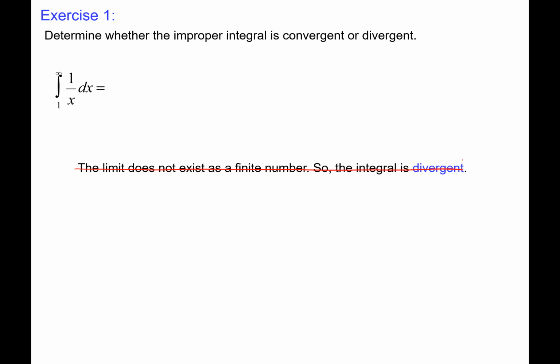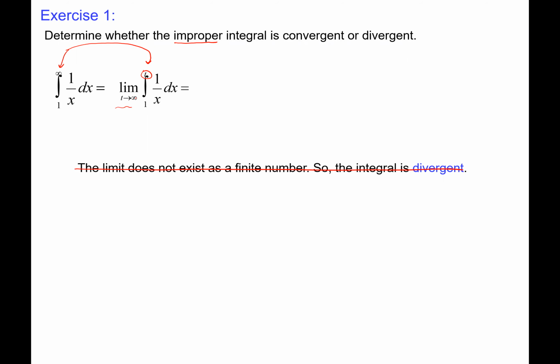Okay, I have a new exercise. Let's see, determine whether the improper integral is convergent or divergent. You have the answer, but let's see. The function is 1 over x dx, and the integral is from 1 to infinity. As soon as we see the infinity, we know it's an improper integral, and we know what to do. We have to rewrite it in terms of the limit. Infinity will become t, the variable t, and t goes to infinity.